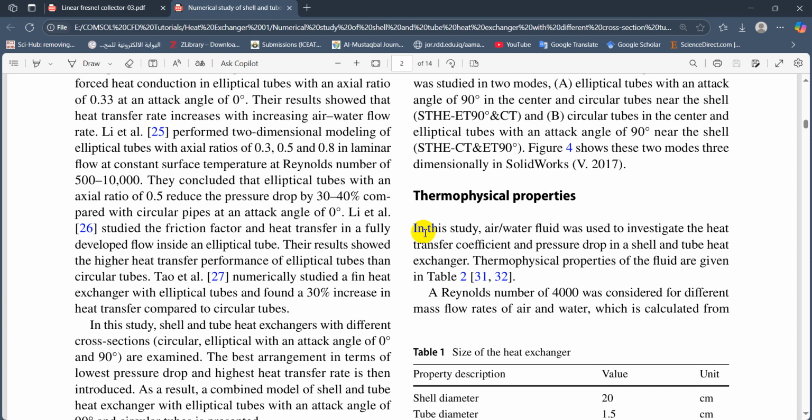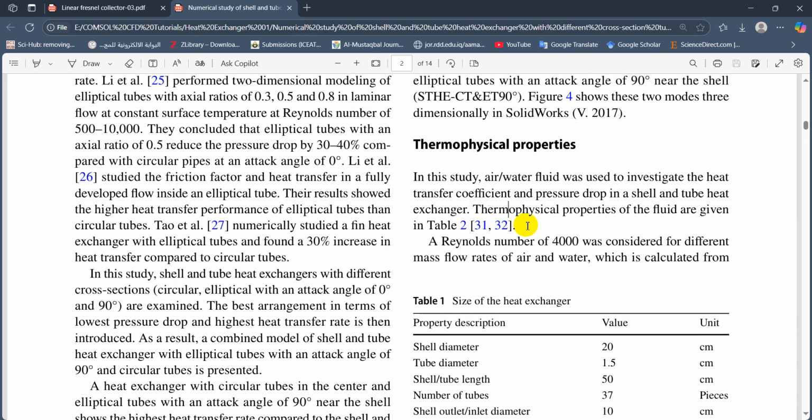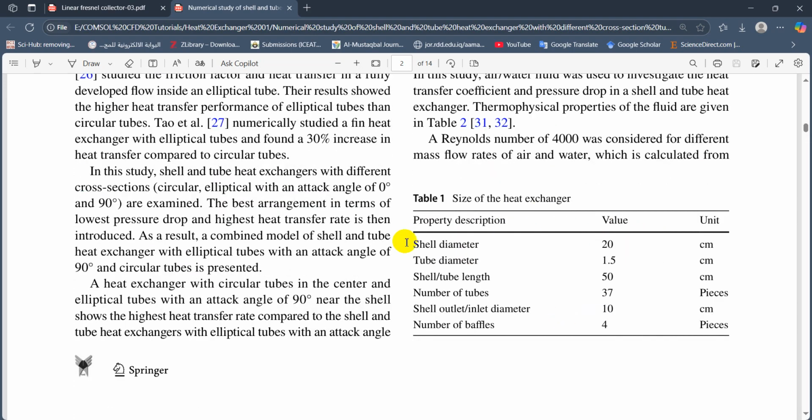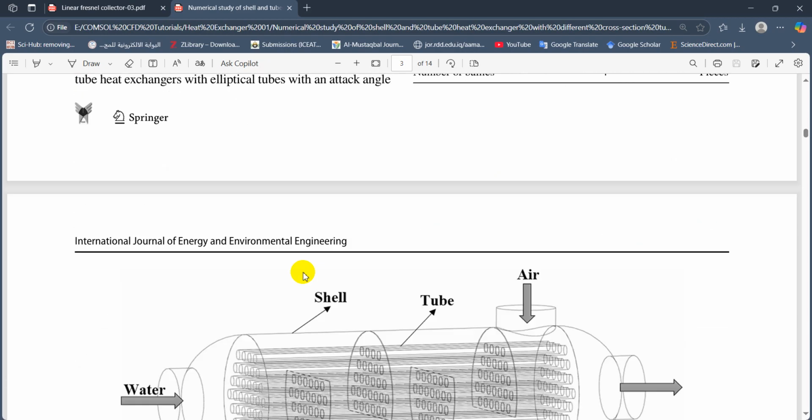Okay, after that, since it is a heat exchanger, then of course we need two fluids, hot fluid and cold fluid, so the author used air and water to investigate the heat transfer coefficient and pressure drop in the shell and tube heat exchanger, so the thermophysical properties are given here in Table 2. Okay, this is the size of the heat exchanger, shell diameter, and the units for each property.